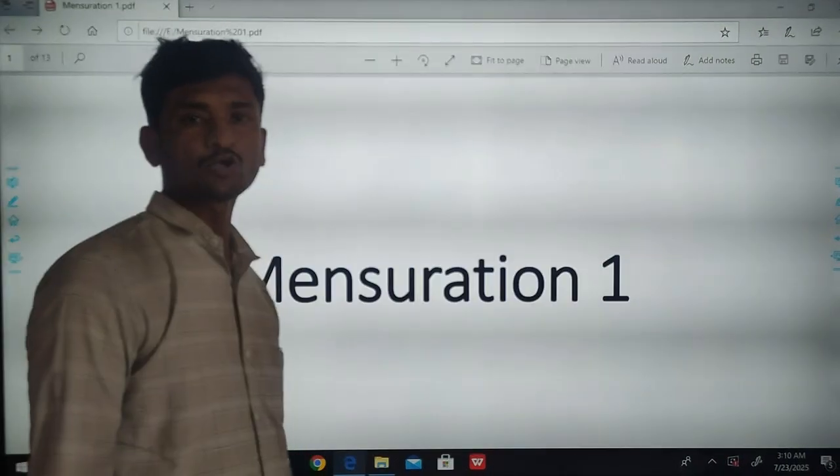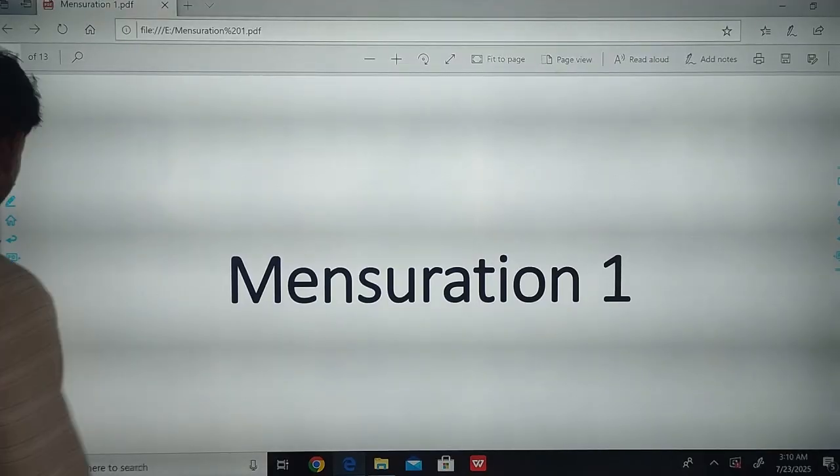Today we discuss the topic of mensuration. Now we see the examples.